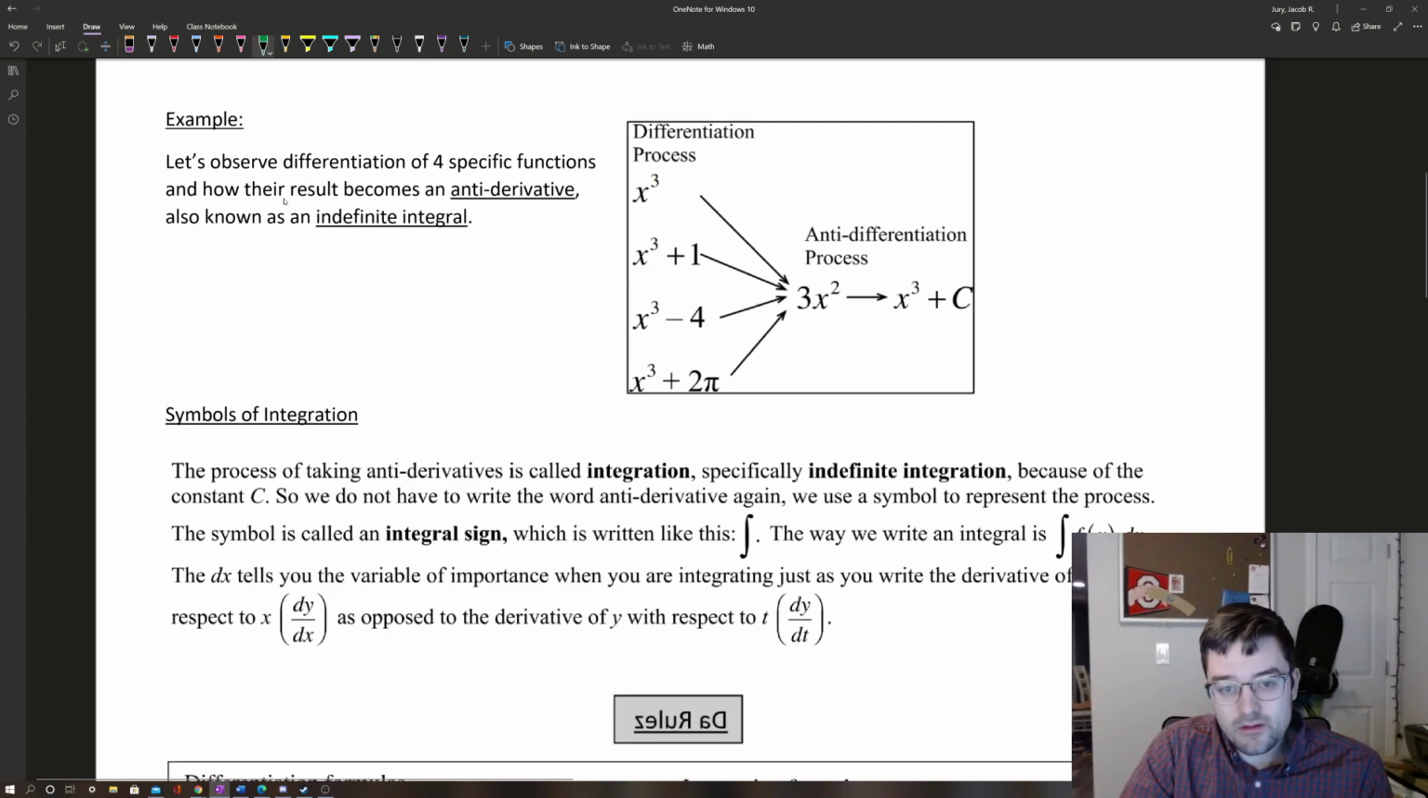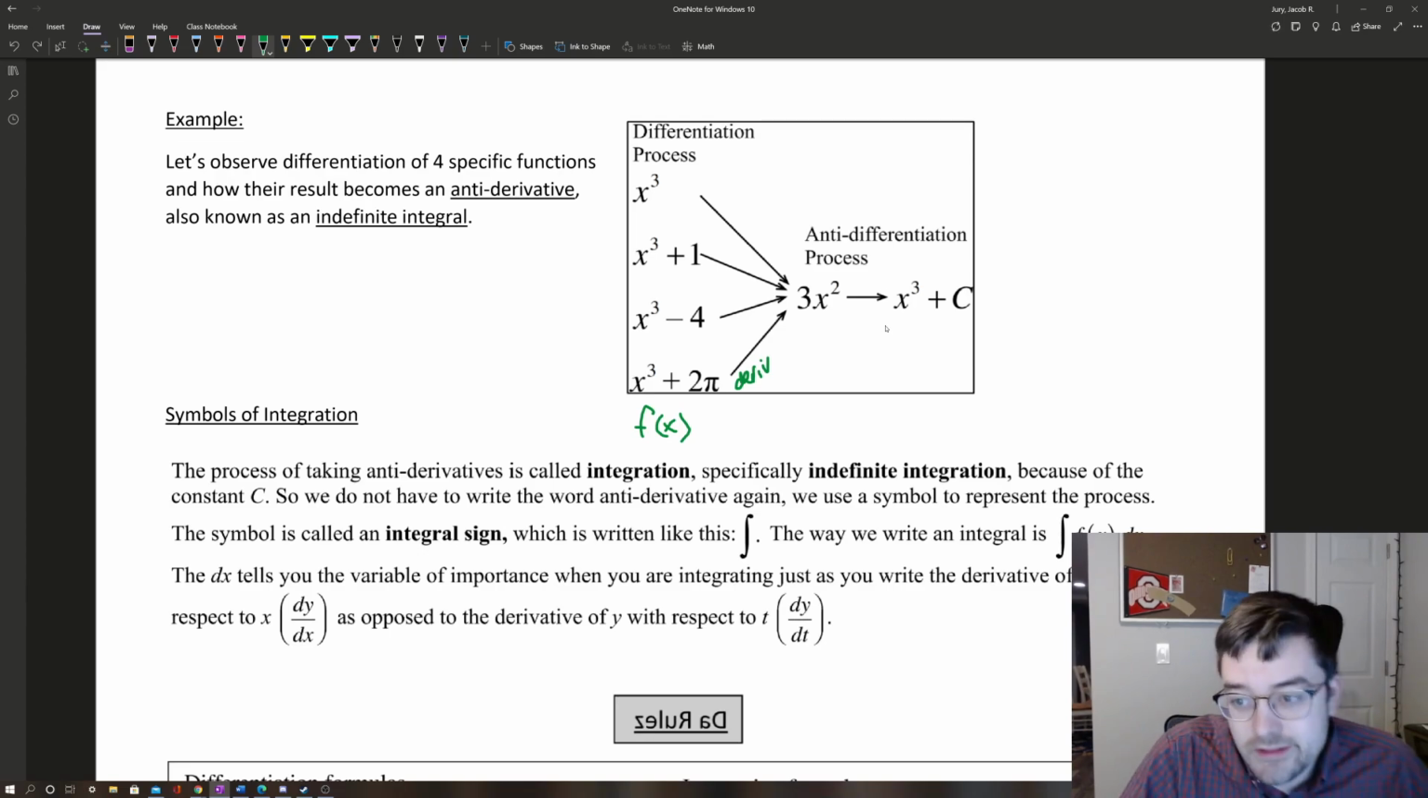But the result of a differentiation process is a derivative. So here, if we start off with functions like f of x, and then we take the derivative of them, then we'll end up in the same spot, because when we take the derivative of 1, negative 4, and positive 2 pi, that's all 0. So using the power rule, we get 3x squared for each and every one of them.